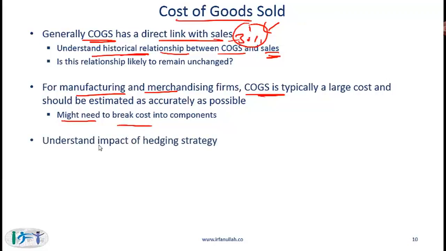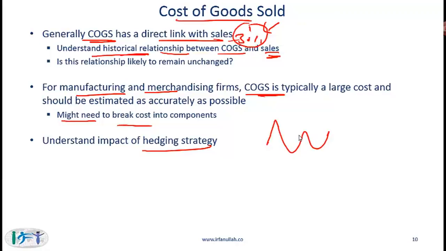You should also understand the impact of any hedging strategy that a company might have. Some companies rely heavily on commodities, and the price of the commodity on the input might be very volatile. Take an example of, let's say, a cereal manufacturer. What is their major raw material? Corn.